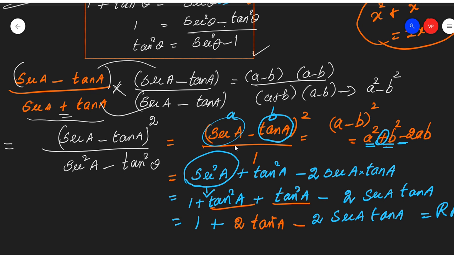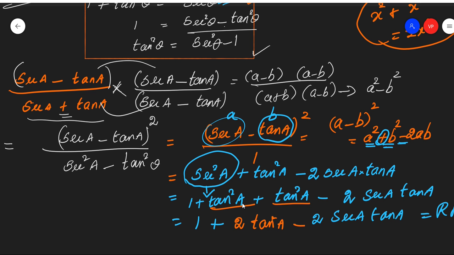In the denominator we get 1 because secant square minus tan square is equal to 1, so we have only the numerator. What is in the numerator? Secant A minus tan A the whole square. Applying the algebraic identity a square plus b square minus 2ab, we get secant square plus tan square minus 2 secant A tan A. Still I didn't get the RHS. Looking at the RHS, there is no secant square.